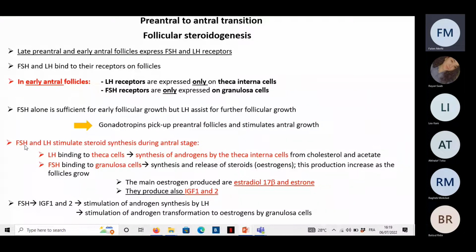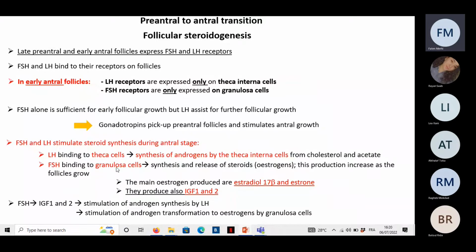Okay, so how do they, FSH and LH, act on the theca cells and granulosa cells? In fact, once the LH binds to the theca cells, it will induce the synthesis of androgen by the theca interna cells from cholesterol and acetate. And in fact, the theca interna cells, under the action of LH, will produce androgens, testosterone and androstenedione, from the cholesterol and from the acetate.